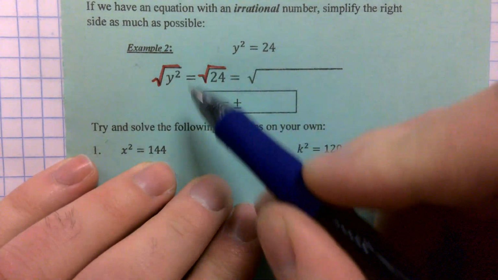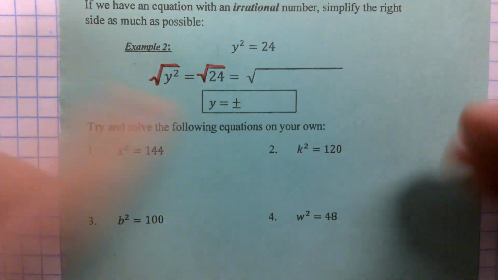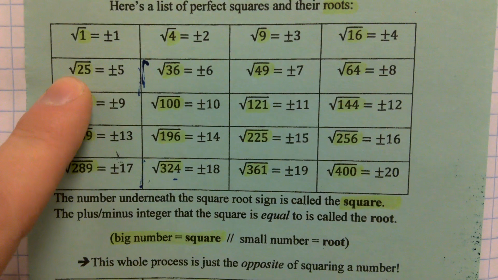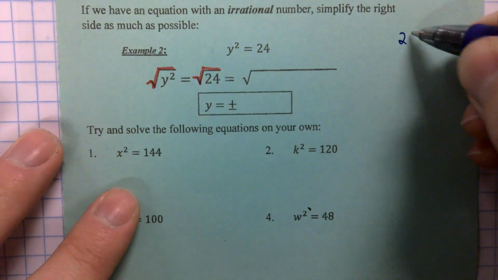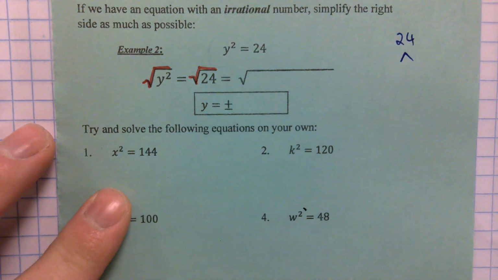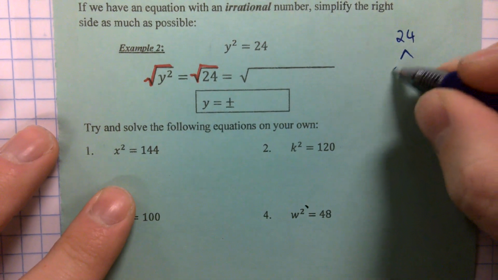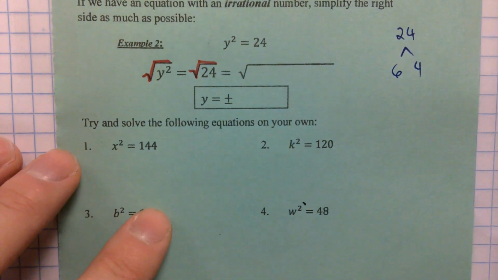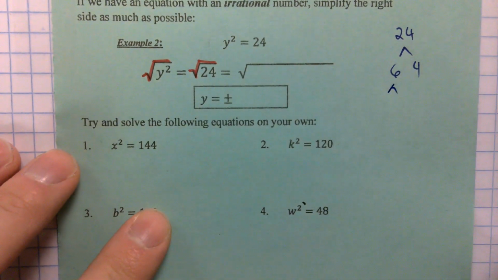is 24 a perfect square? Let's take a look on our chart. Is 24 one of our perfect squares? No, it's very close to 25. But it's not quite. So we'll have to do a factor tree. What two numbers would multiply to give me 24? 6 and 4. We could do 8 and 3. We could do 12 and 2. They'd all work out. How can we break up 6?